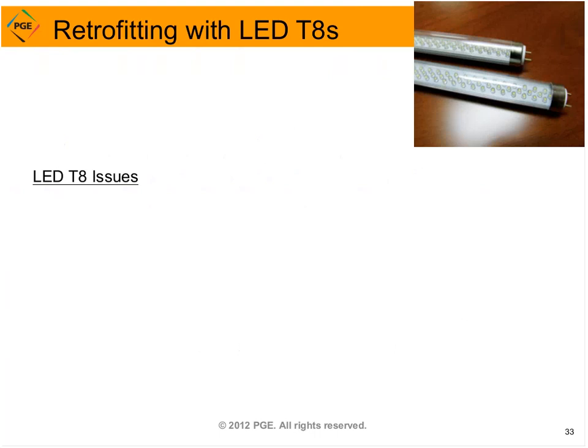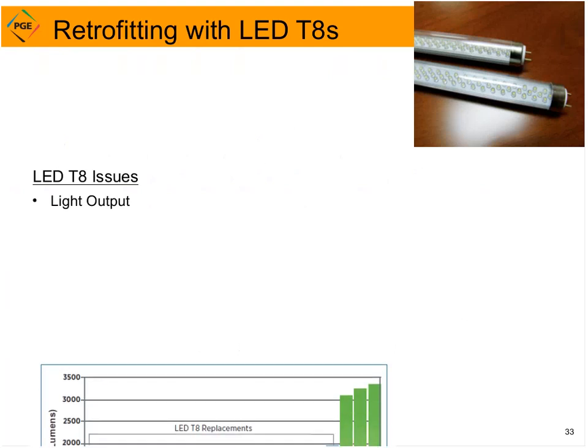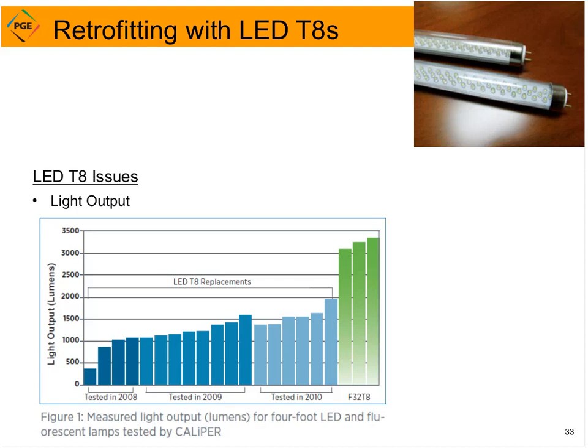So many owners and facility managers have been approached by LED T8 salesmen. So this must be a great retrofit option, right? Well, not necessarily. One important thing to know is the light output for most LED T8 lamps can be as much as half that of high-performance T8 lamps. And this shows some testing results that the DOE did. This is a few years old, and the light output has gotten better, but it's still less than fluorescent T8s.